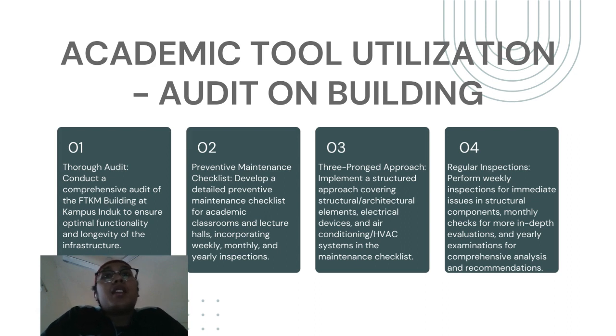And for the third one is to implement something that we have done before, which is the structural approach covering structural or architectural elements, electrical devices, and air conditioning or HVAC in the maintenance checklist. And lastly is to perform weekly inspection for immediate issues in structural components, whether it's monthly or weekly or yearly. The better one is we do all of them at the same time.